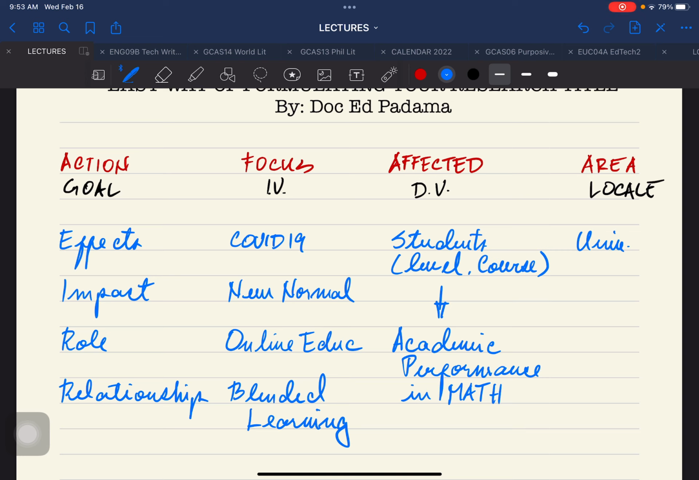So the name of the university may be placed there, or you can also exclude the name of the university in the title and include it during the discussion of the background of the study or the respondents of the study, which is inside your research paper or your manuscript. So this can be a university, a high school, or even a community.